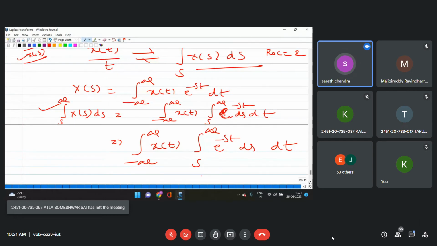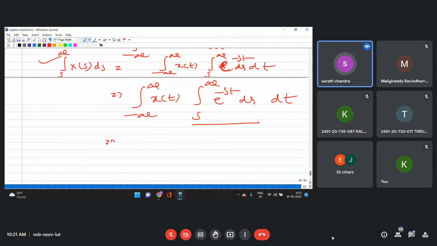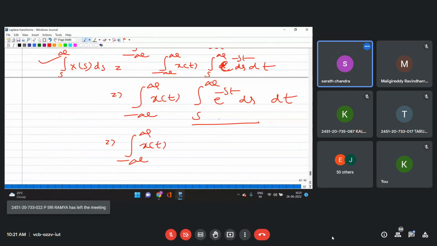So if I solve this, what will I get? Integral from minus infinity to plus infinity x of t. If I integrate this, this will be minus st by t. Even if I substitute those limits, this is what I end up getting. So this will be dt here.